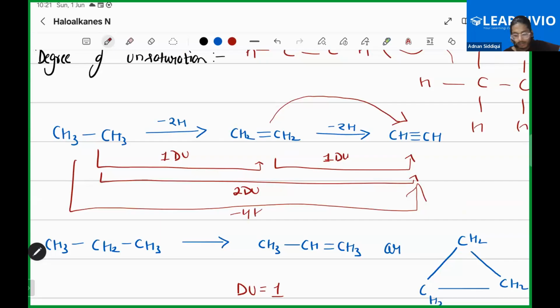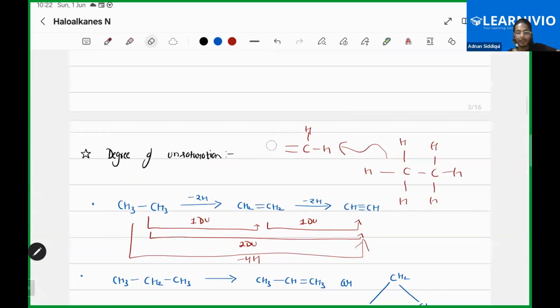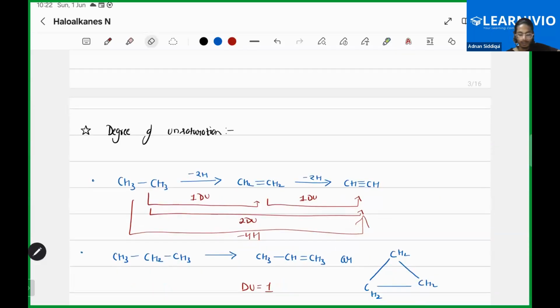But if I am going directly from alkane to alkyne, then how many hydrogens am I losing? Two plus two, total four. So the degree of unsaturation will be 2. This is what degree of unsaturation is, and we are going to see its significance, like how it is related to our chapter. So for that, just give me a second.